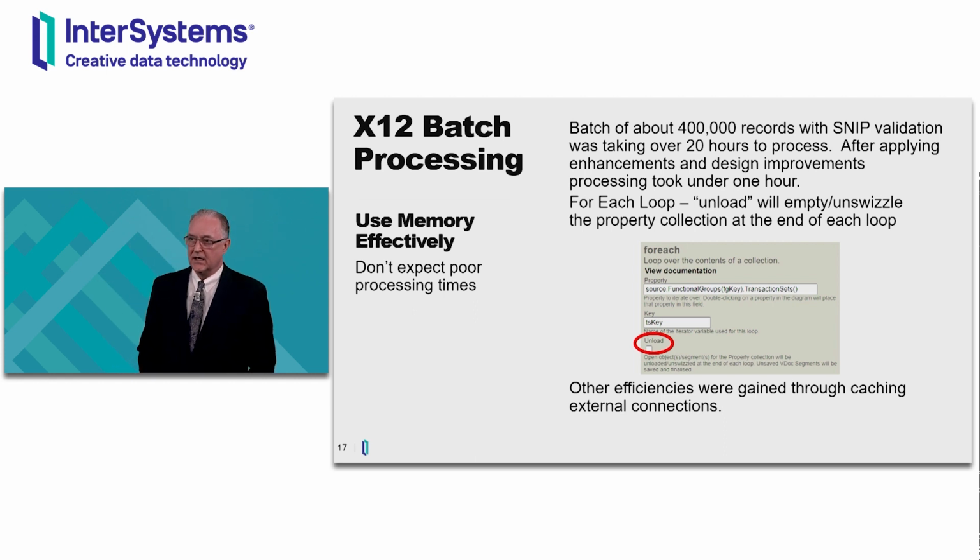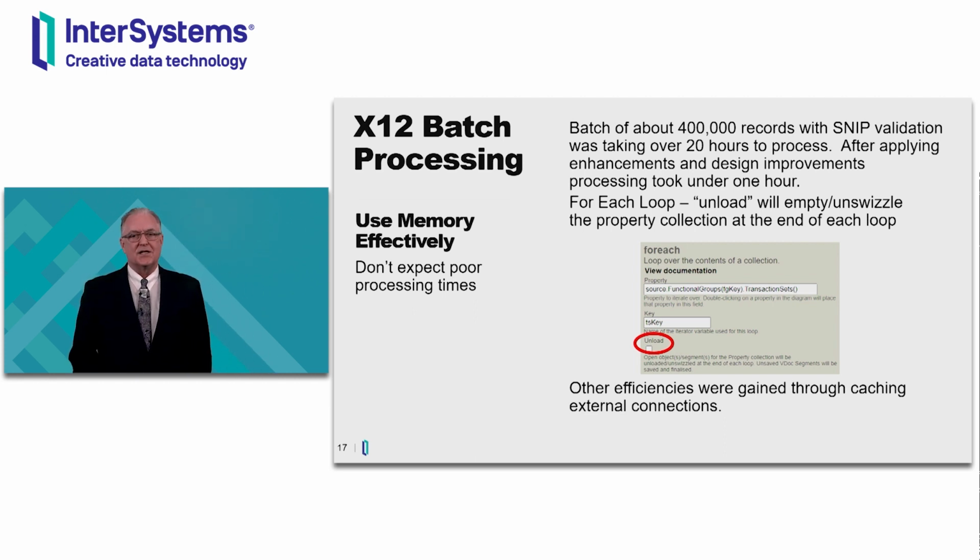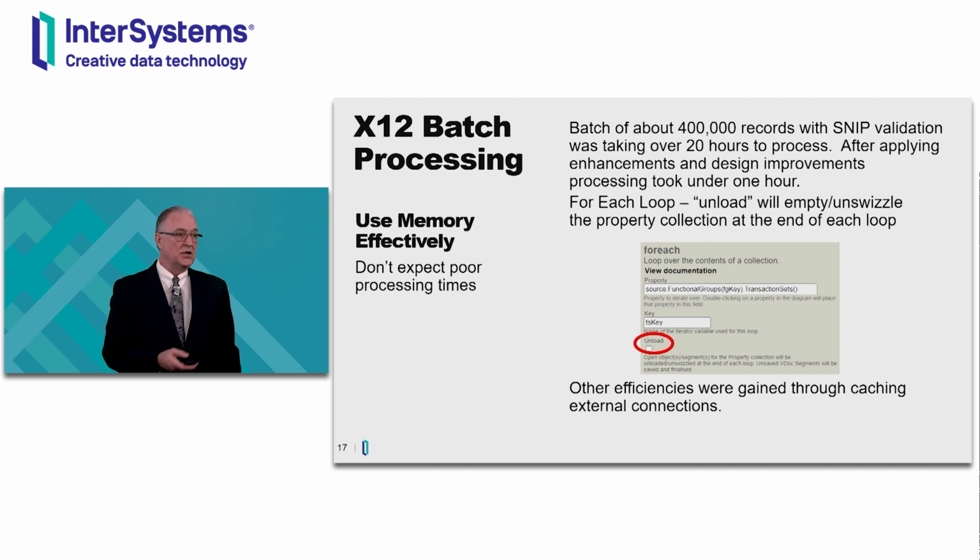X12 batch processing. You should not expect poor processing times with your X12 batch processing. One of our customers was running batches for over 400,000 messages with SNIP validation, and it was taking over 20 hours to process, and they thought this was the expected behavior. It is not. After applying some of the enhancements and going through some design improvements of the interface itself, using the for each loop and unloading messages as they were processed, along with other efficiencies in terms of how to cache external connections, we were able to get the processing time down to under 1 hour.